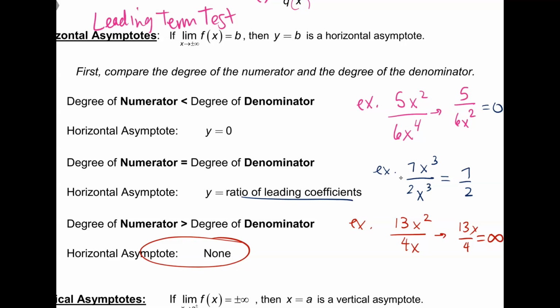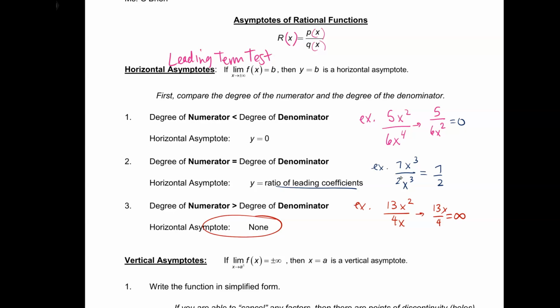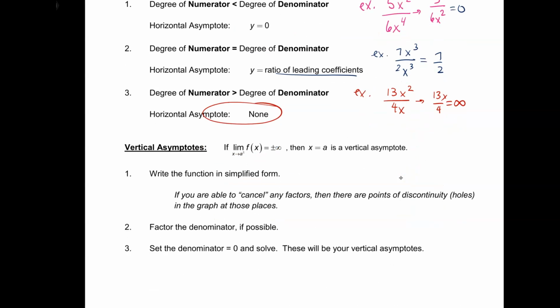This is something I've written for you. We've gone over it a couple times already in chapter 1 and chapter 2, but it should be a cheat sheet for you. And this is for rational functions. Remember, rational functions are a function divided by a function, maybe two polynomials, two lines, whatever. And then vertical asymptotes. If you're able to cancel any factors, then there are points of discontinuity, holes, removable discontinuities. So how do you actually find vertical asymptotes? Write it in simplified form, in fully factored form, and then cancel out any factors you can. Please don't play tic-tac-toe. I'm going over this.